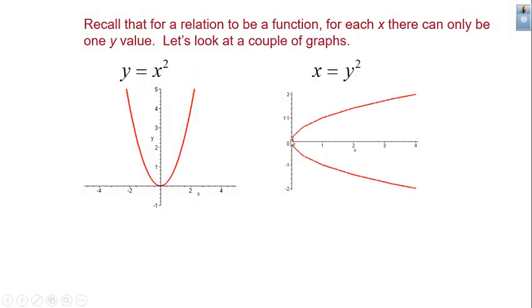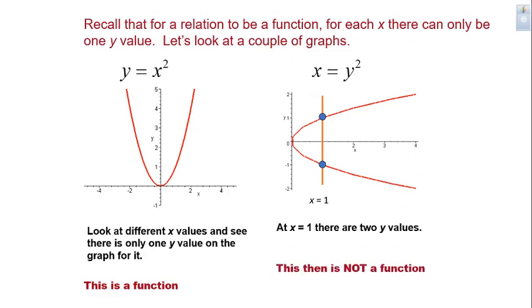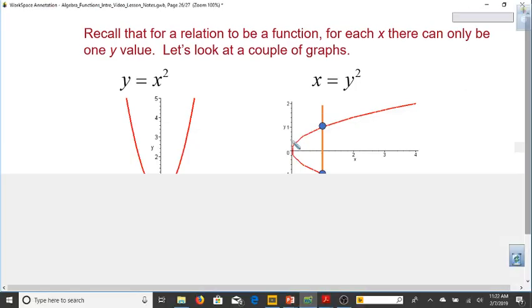Now let's take a look at these two examples here, the graph of y equal x squared and the graph of x equal to y squared. If I draw a vertical line anywhere on the graph of y equal x squared, we end up with only one intercept. So that means we have ourselves a function. What if we draw a line here for the one graph? It only touches it once. That's fine. But if we draw another line, it touches it more than once. So that is not a function. The graph of x equal to y squared is not a function.